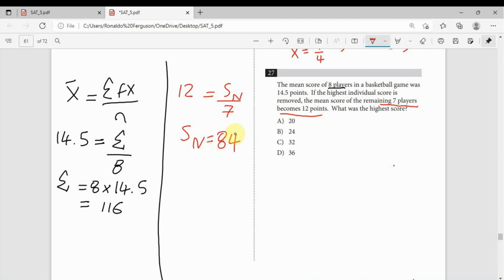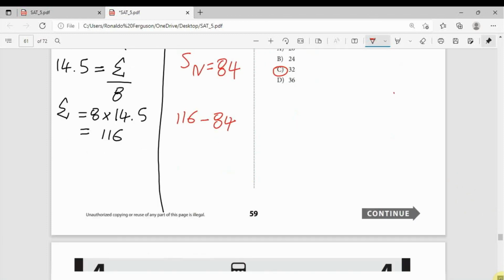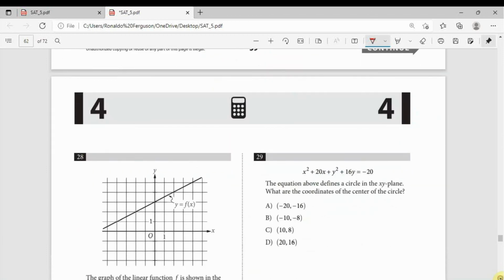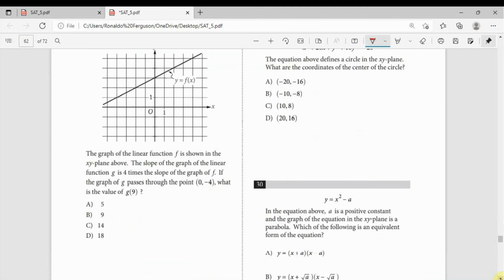So now to find the highest score, guys, 32, very good. The 116 minus the 84, yes. So the highest score is 32. Alright, absolutely right. So that would give you the highest score, because we took out the highest score, so we subtract. Alright, that's that. Nice, that was nice.